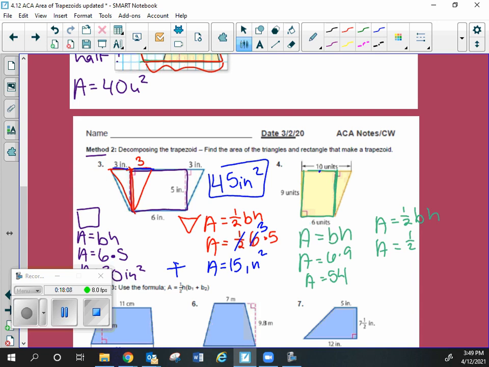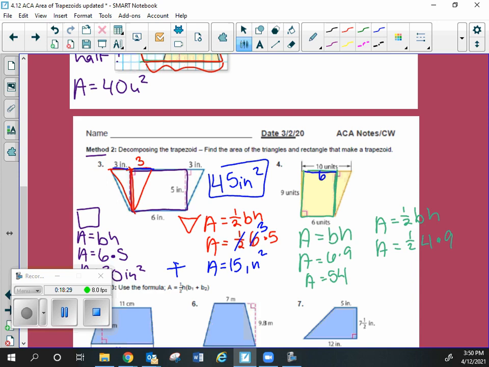This six is the same thing as that six. If the whole thing is 10, and this chunk is six, what's left to make up that 10? Four. Four, okay, a lot of people were saying three, a little bit off. So it's one half, the base is four times the height of nine.